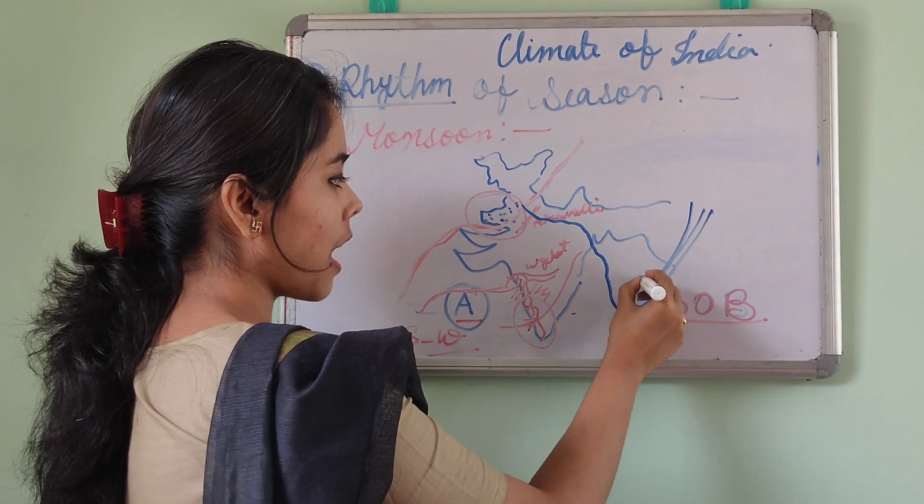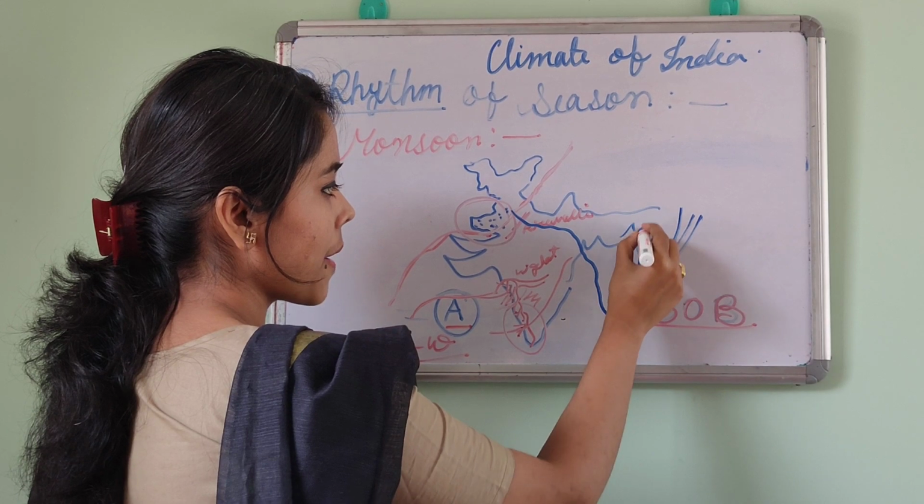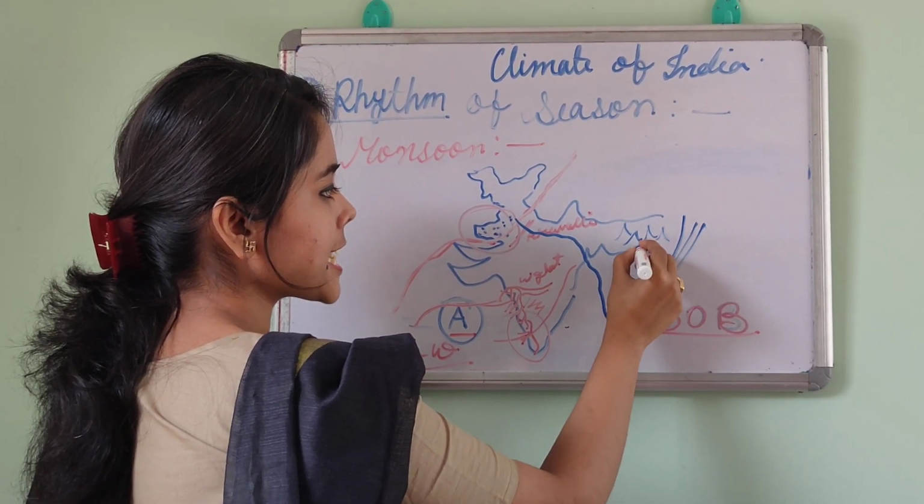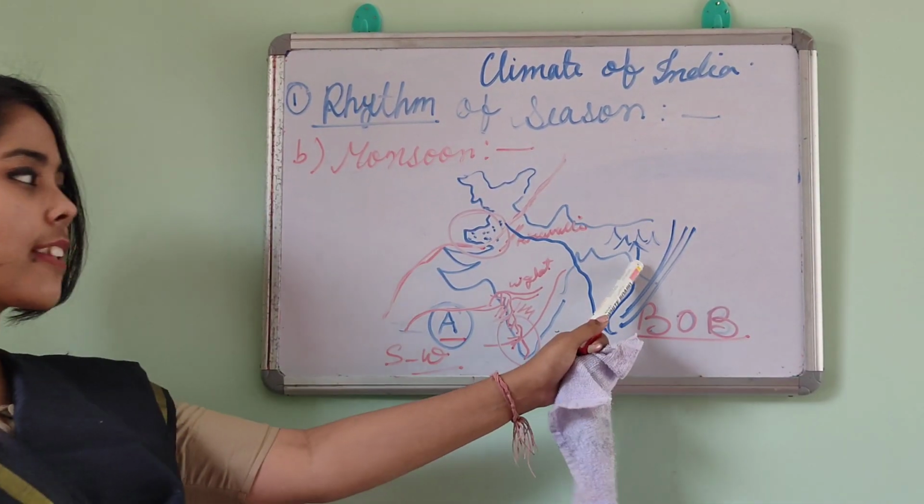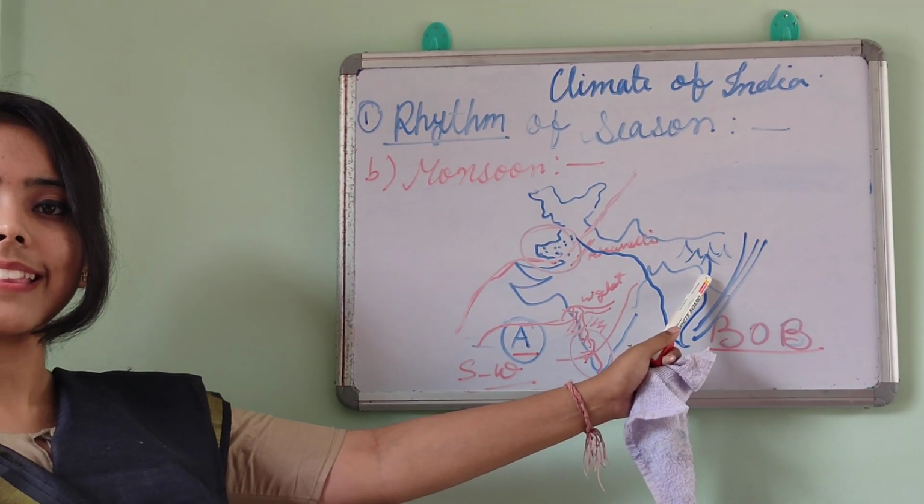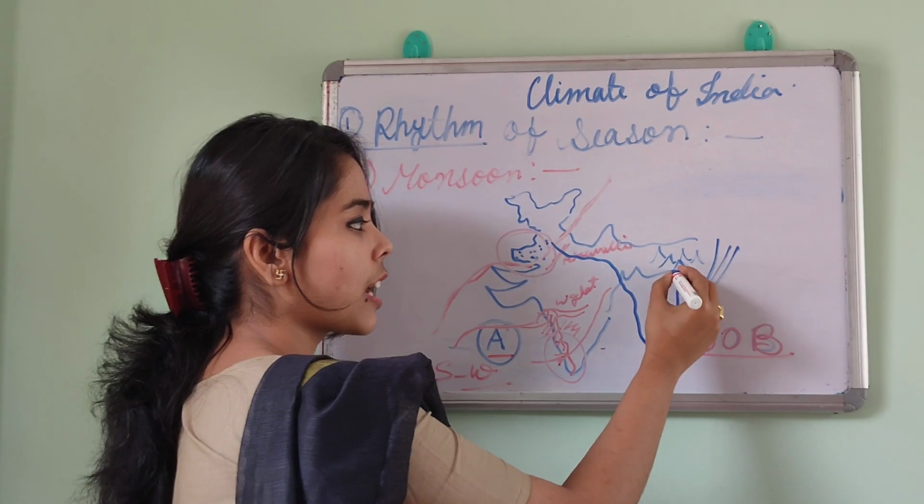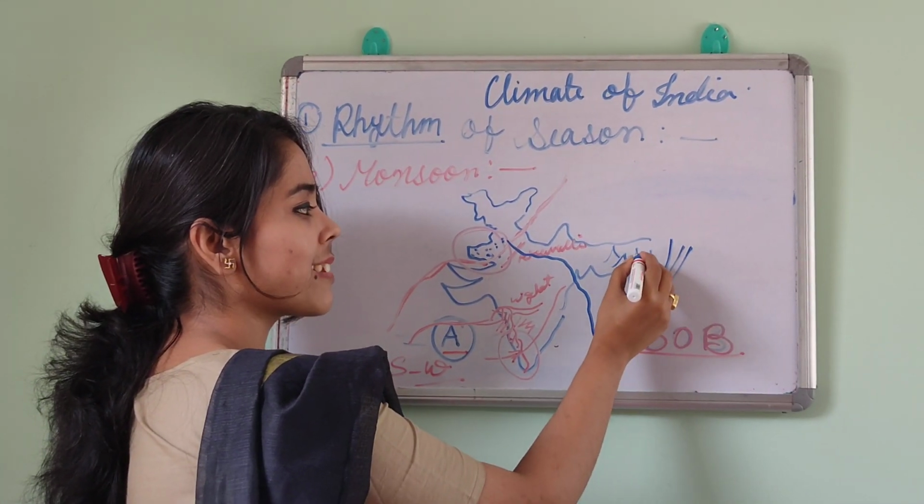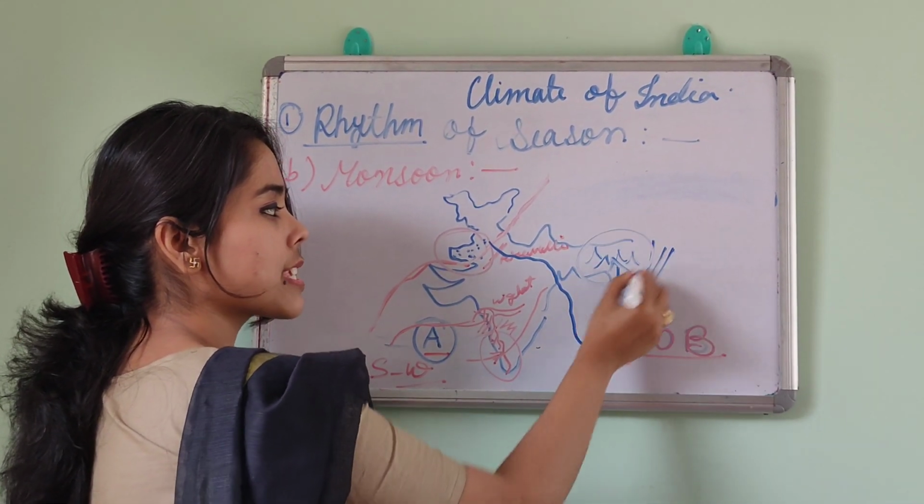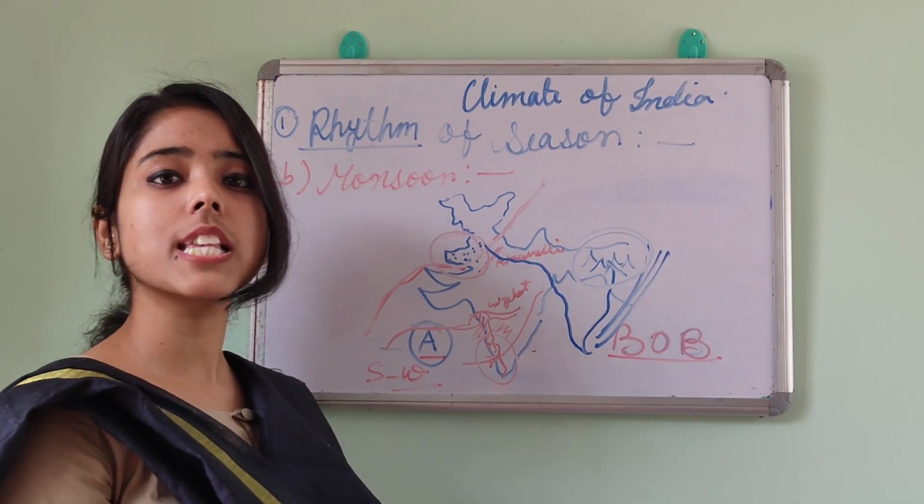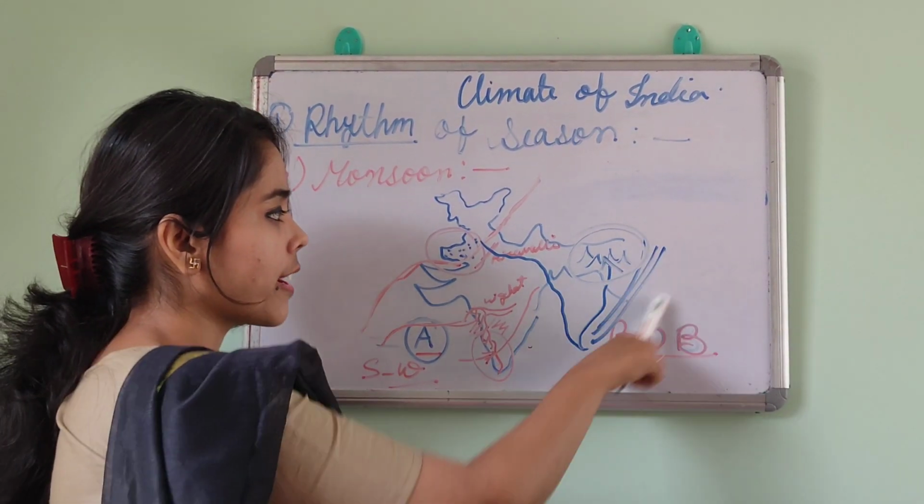The second branch that will come will hit this region. Here other important mountain features are located, that is the Garo, Khasi and Jaintia hills. When this branch comes and hits these mountain features, it will cause a huge amount of rainfall over here.